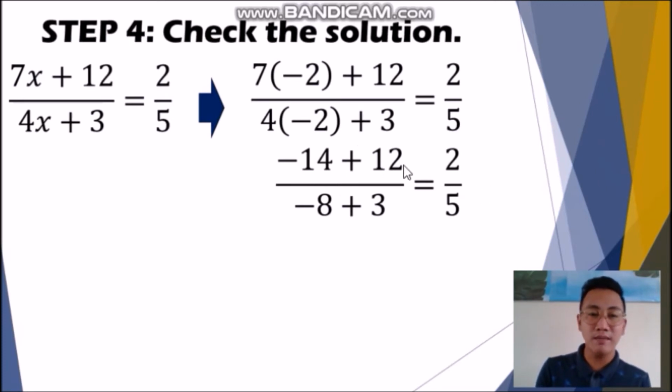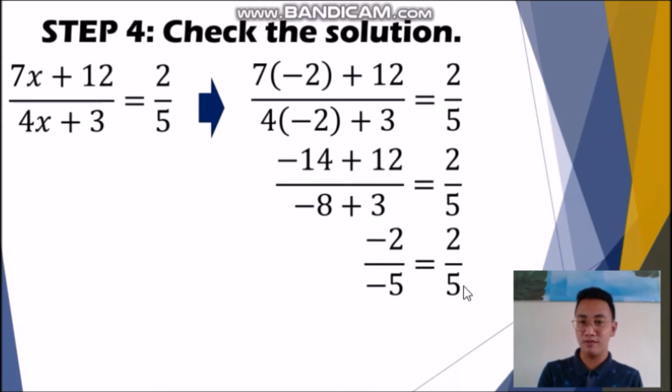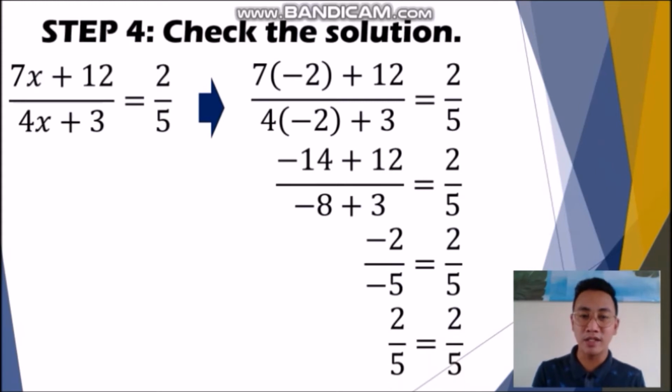Negative 14 plus 12 is negative 2. Negative 8 plus 3 is negative 5 equals 2/5. The numerator has the sign negative, so the answer will become positive. Therefore, our answer of negative 2 is correct.